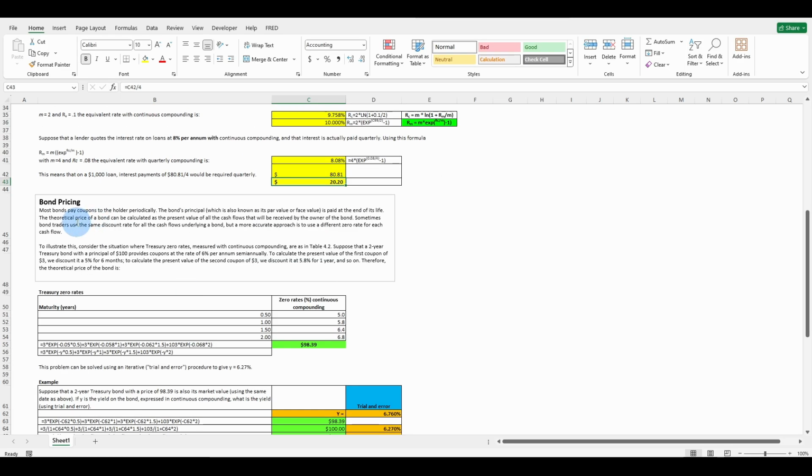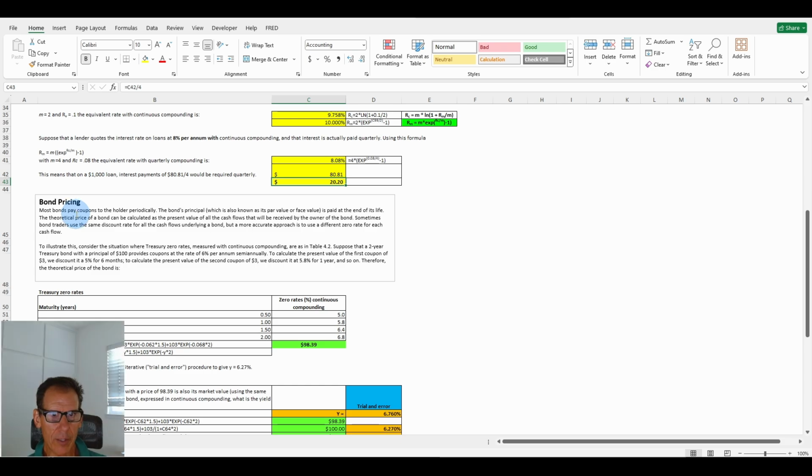Bond pricing. Most bonds pay coupons to the holder periodically. The bond's principal, which is also known as its par or face value, is paid at the end of its life. The theoretical price of a bond can be calculated as the present value of all the cash flows that will be received by the owner of the bond. Sometimes bond traders use the same discount rate for all the cash flows underlying a bond, but a more accurate approach is to use discount zero rates for each cash flow. What are those rates? That's what we're getting to.